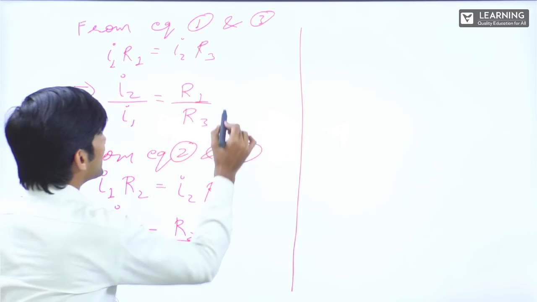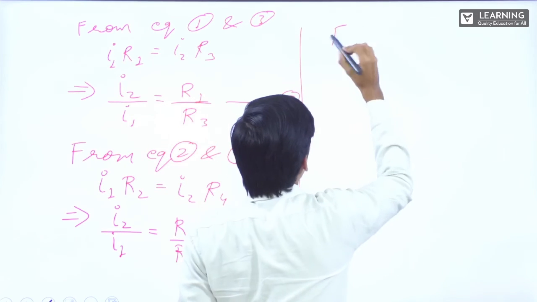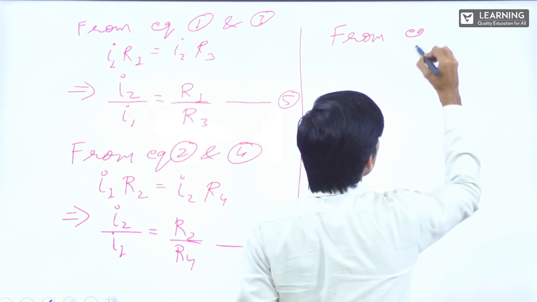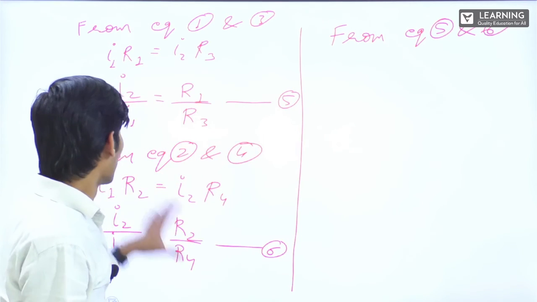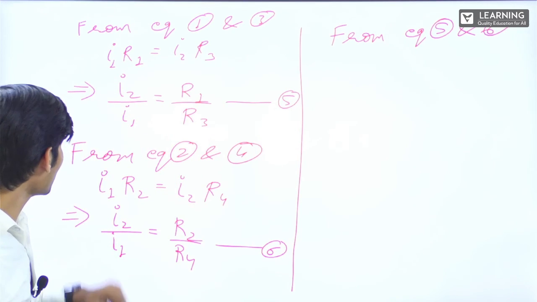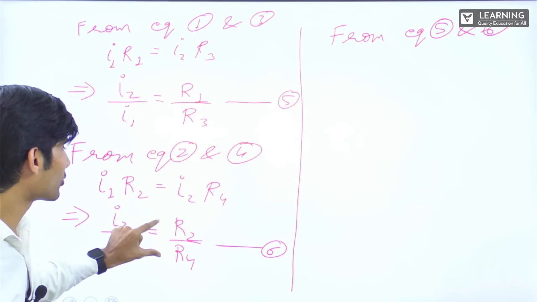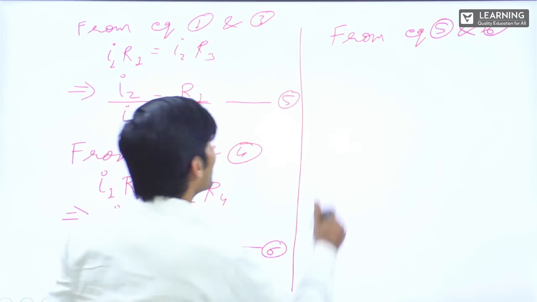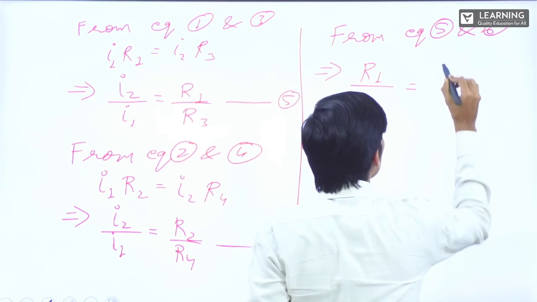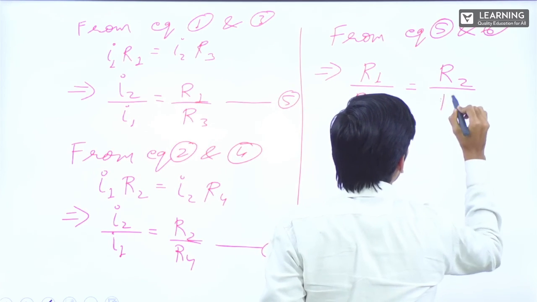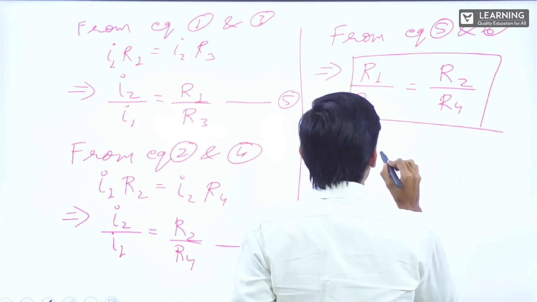Now see, if I consider this as equation 5 and this is equation 6, from equation 5 and 6, can you tell me what equation 5 and equation 6 are telling? This is I2 by I1, this is also I2 by I1, that means R1 by R3 is equal to R2 by R4. R1 by R3 is equal to R2 by R4. Hence, proved.